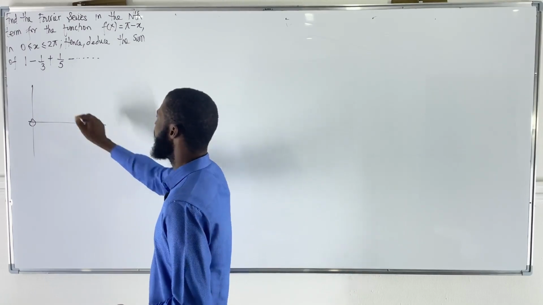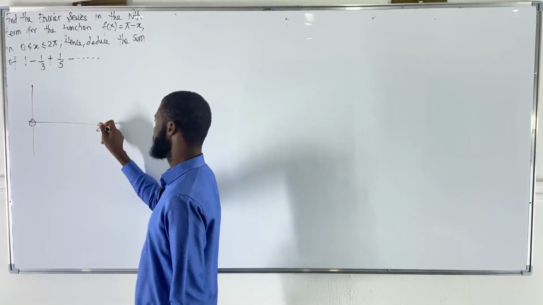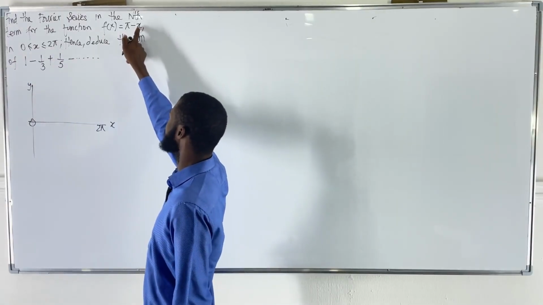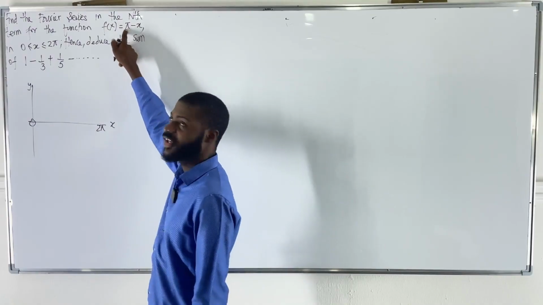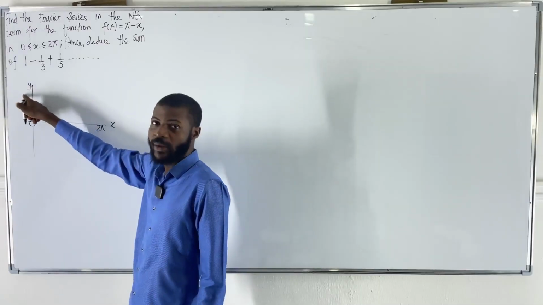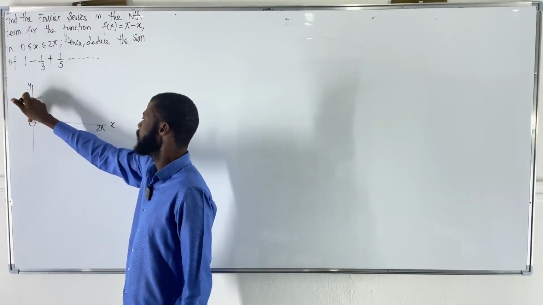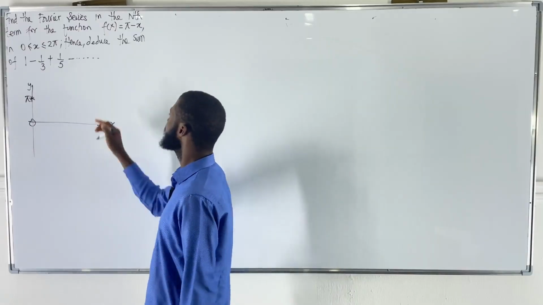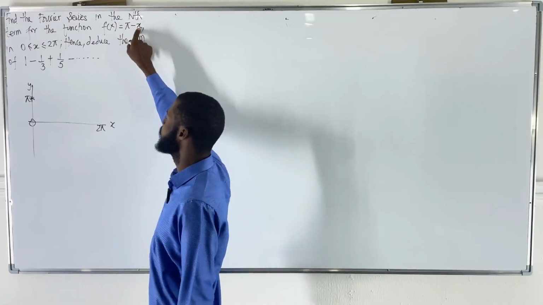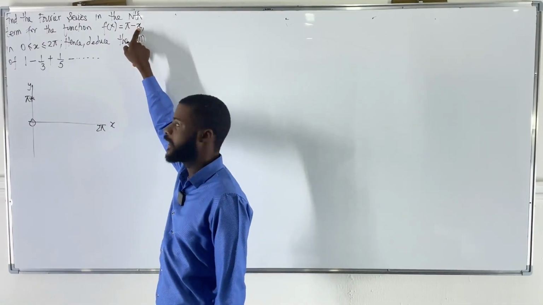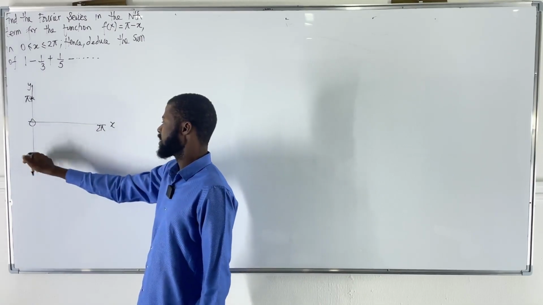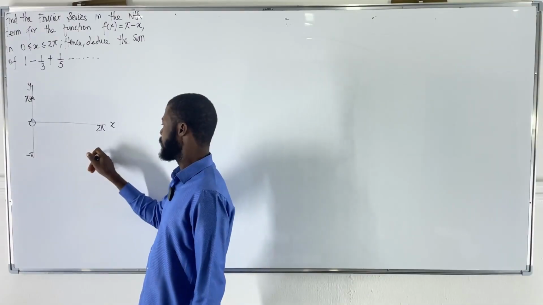Now, when x was 0, because this is the x-axis and this is the y-axis, let's put 0 here. So pi minus 0, that will give me pi. So f of x was equal to pi, which means y was equal to pi. So there's a point right here. Next, let me put the 2 pi in. Pi minus 2 pi will give me minus pi. So when x was 2 pi, I had minus pi. So there's something like this.